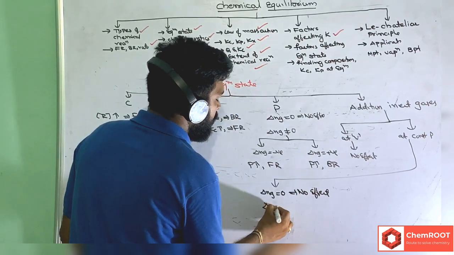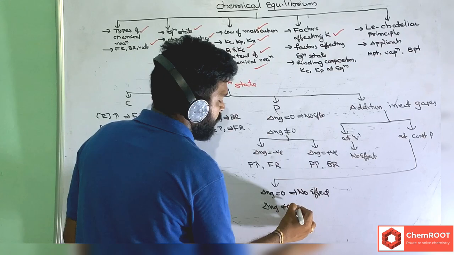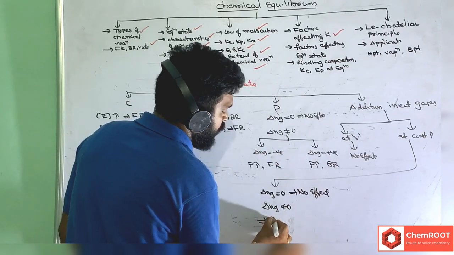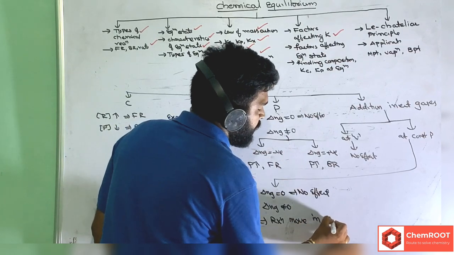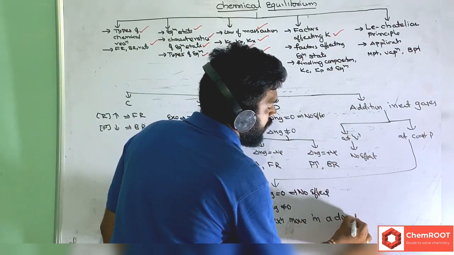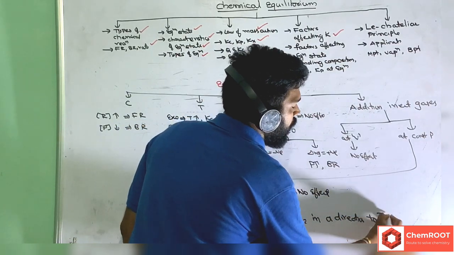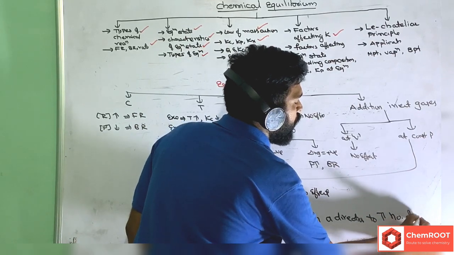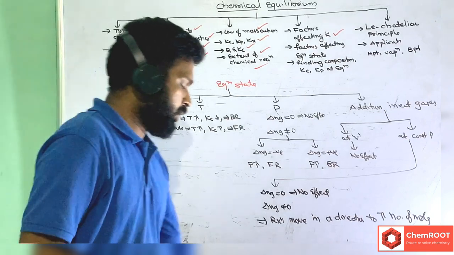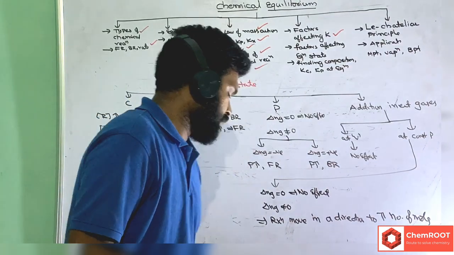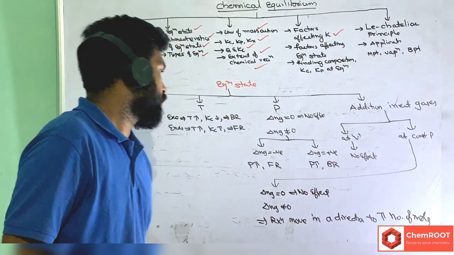If delta Ng is not equal to 0, then the reaction moves in a direction to increase the number of moles. The reaction is moving in a direction to increase the number of moles. That is the point you have.